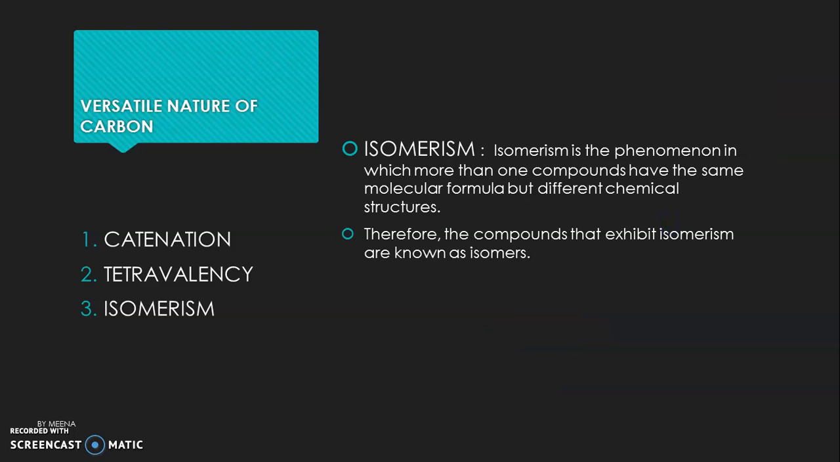And the next property is isomerism. Isomerism is a phenomenon in which compounds have the same molecular formula but different structural formula. So the molecular formula will be the same and it exhibits different structures. There are different types of isomerism, like structural isomerism and functional isomerism. Let us see a simple example of structural isomerism and functional isomerism. These compounds exhibit isomerism, so they are called isomers.